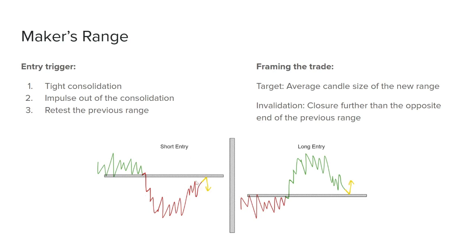As a target on our retest, we're really just looking at this overall new consolidation for the average candle size, and we're just taking the average candle size as the target for after we enter on the retest. Here is an example of long entry, tight consolidation, impulse out, retest, trade a high.